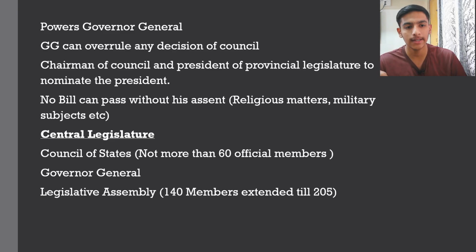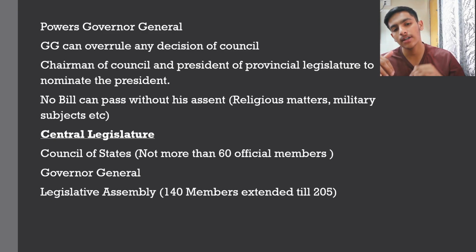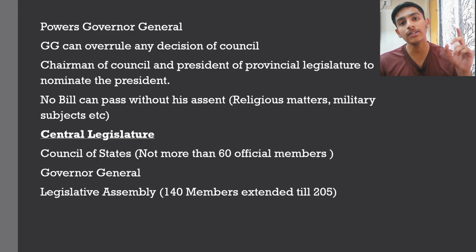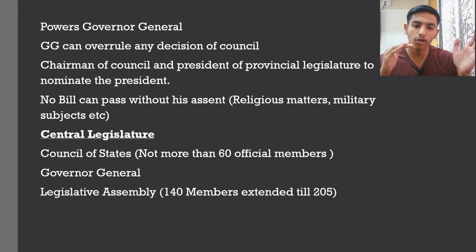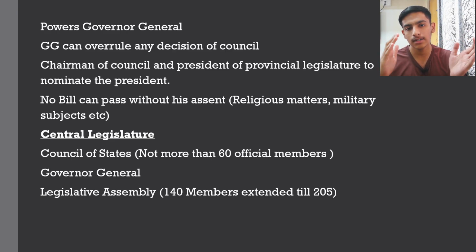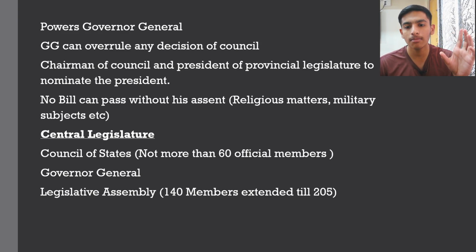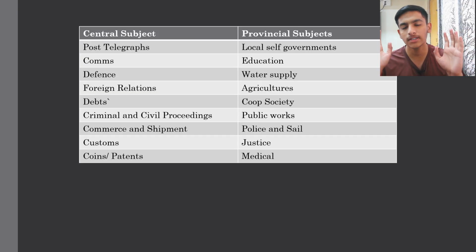Then the central legislature. Central legislature includes the Council of State, and in that also the Governor General was presiding. The Council of State includes not more than 60 official members. Here also members are not elected. And in this there was the Legislative Assembly. From here we can see that this structure is somewhat similar to the structure we are following today, but it has changed a lot from that point till independence. The Legislative Assembly had 140 members, which were extended further to 205. And these were the subjects that were included.